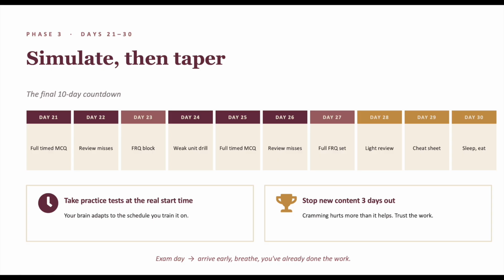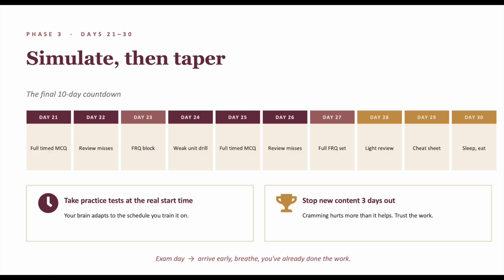Day 21, take a full timed MCQ, review the misses, create your error log. Then, day 23, look at the FRQ blocks and review your error logs again the next day. Day 24 is a weak unit drill, and 25 is back to the full timed MCQs. 26, go back to the error logs, add more details if needed, revise what you have already put in.